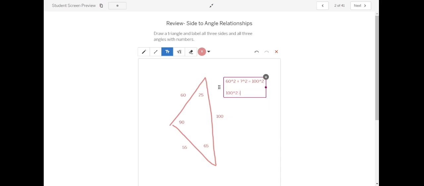100 squared minus 60 squared is equal to, I'm going to go to a calculator, 100 squared minus 60 squared, it tells me, is 6,400. And then when I square root that, let's see what that is. Oh, that's a nice number. It tells me it's 80.